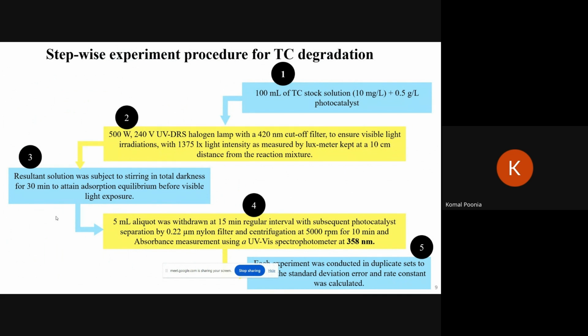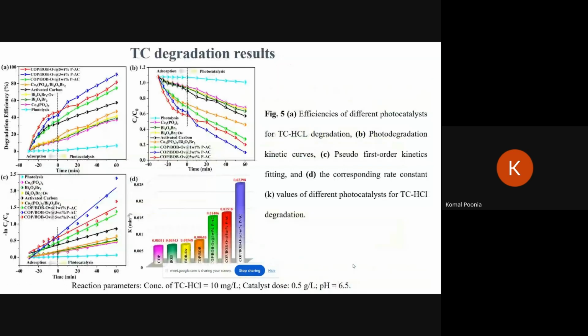After the confirmation of the formation of the heterojunction, we conducted a stepwise experiment for the tetracycline degradation, in which we took 100 ml of tetracycline stock solution and put it under dark conditions for 30 minutes so that adsorption can take place. After that, we provided light for the further advancement in the photocatalysis, and the absorbance of the tetracycline was observed at 358 nanometer, which confirmed the depreciated concentration of the tetracycline.